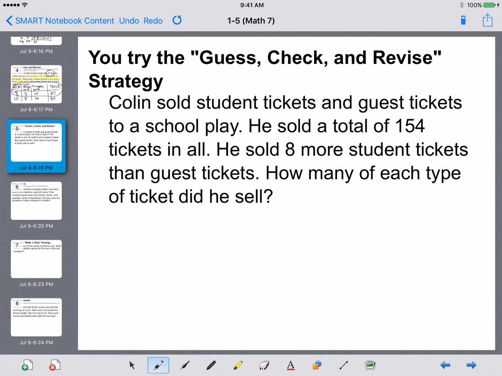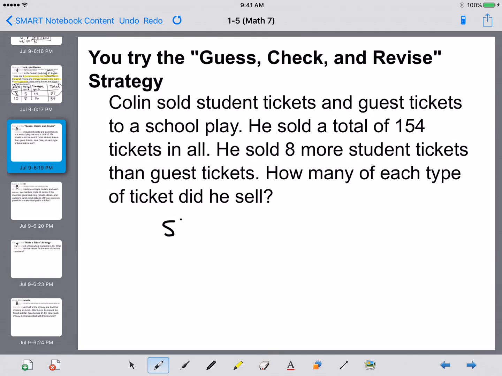So here I want you to try the guess, check, and revise strategy. Check with me, and if you get stuck, ask me in person, I guess. Colin sold student tickets and guest tickets to a school play. He sold a total of 154 tickets in all. He sold 8 more student tickets than guest tickets. How many of each type of ticket did he sell?